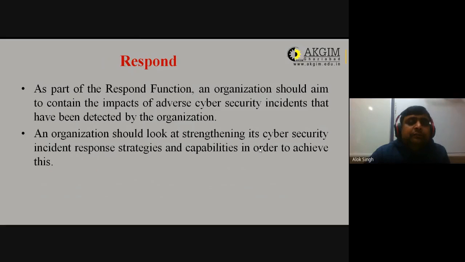order to achieve this. It means you should have an immediate response team, or you should respond immediately, or make some people responsible for taking action immediately. Okay, so that is basically a respond strategy. So you should decide, if you have detected some such type of incident, what should be your response to that incident.